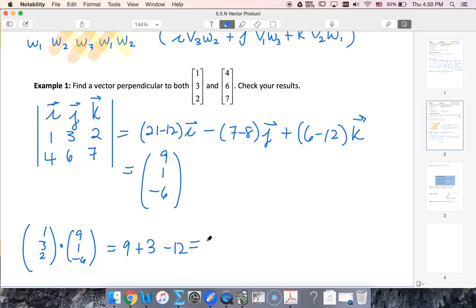9 plus 3 minus 12 does equal 0, so these two are perpendicular. Test again, (4, 6, 7) dotted with (9, 1, -6). 36 plus 6 minus 42, again is 0.